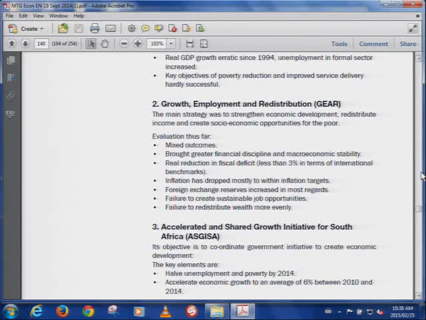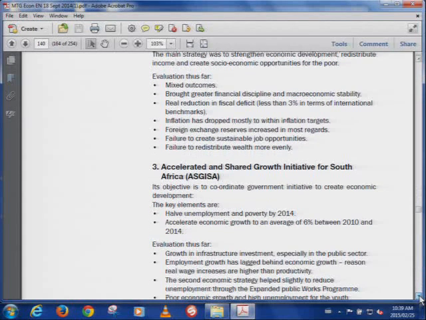There's been a failure to create sustainable job opportunities. We know this economy has shed millions and millions of jobs almost every year. And even recently, the stats prove that there's been a change, but it's a very slight change in the employment level. There's also been a failure to redistribute the wealth more evenly because the gap between the rich and the poor has continued to increase tremendously. So it's still a challenge for this government to continue to close that gap.